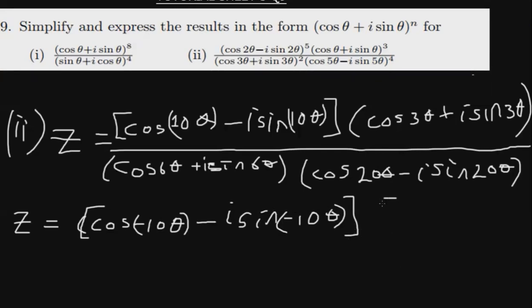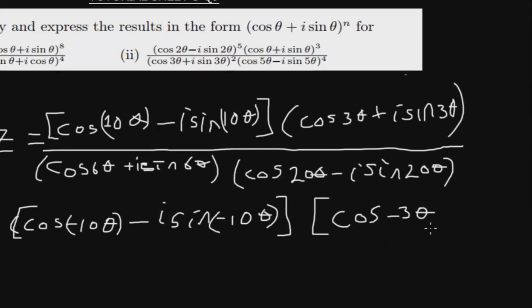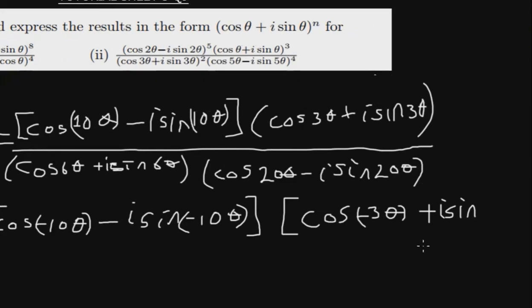Let me also divide the next part here, this one with a positive. So when I divide these two, I'm going to have 3 theta minus 6 theta, which is going to give me cos negative 3 theta, then in brackets like that, then plus i sine, and I repeat the same angle there, because 3 theta minus 6 theta, I'm going to get negative 3 theta. Negative 3 theta like that.